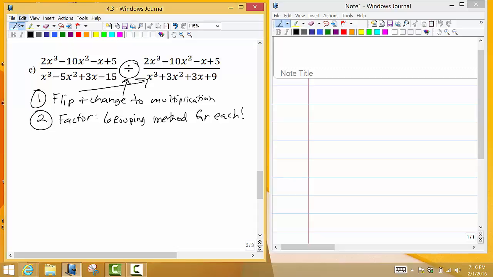Alright, for the last example in section 4.3, we talked about in class that we know we need to flip and change to multiplication and then factor using the grouping method for each. So I'm going to go ahead and change to multiplication, and then we know that we're going to flip that second fraction. So let's work on factoring each one.